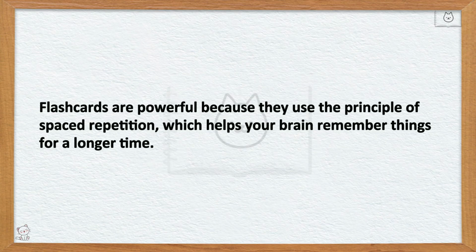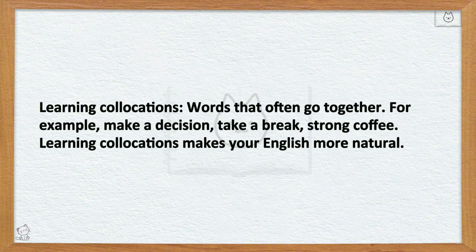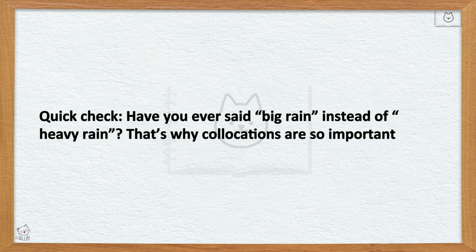time. Learning word families. From the word create, we have creative, creation, creativity. Learning families gives you a bigger vocabulary faster. Learning collocations. Words that often go together. For example, make a decision, take a break, strong coffee. Learning collocations makes your English more natural. Quick check. Have you ever said big rain instead of heavy rain? That's why collocations are so important.